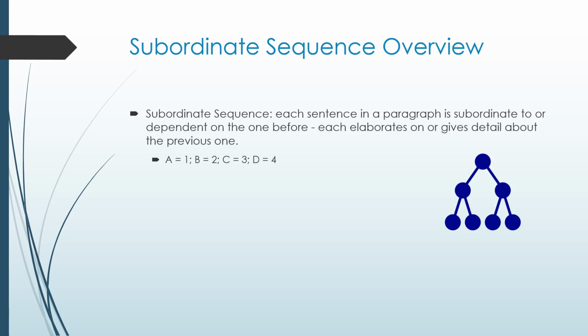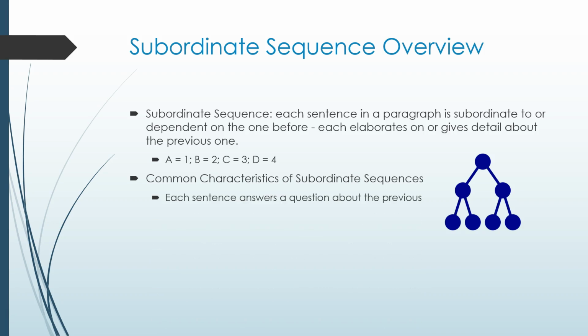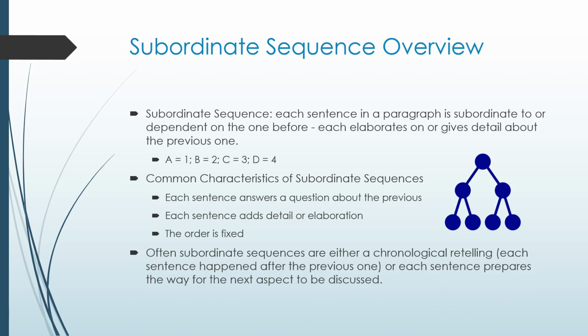Like coordinate sequences, subordinate sequences also have some common characteristics. For instance, since each sentence is subordinate to the one before it, that means that each sentence answers a question or adds detail or elaboration to the previous one. In addition, unlike with coordinate sequences, the order is fixed. If you mix the sentences up, the paragraph no longer makes sense. Usually, this type of paragraph will either be a chronologically ordered retelling or a deep examination of something specific from several angles. Let's take a look at how this works with an example.